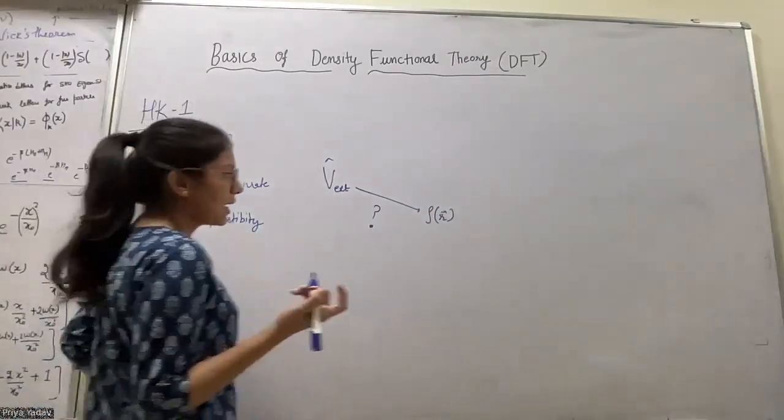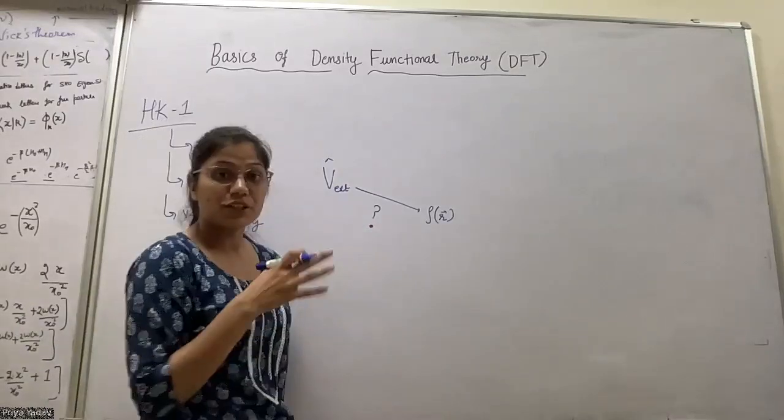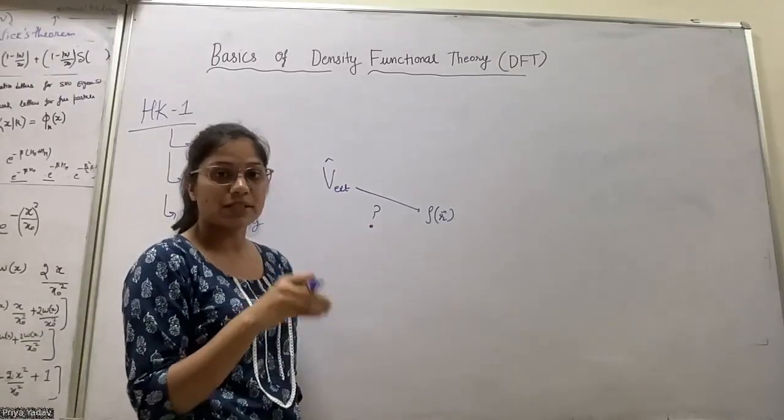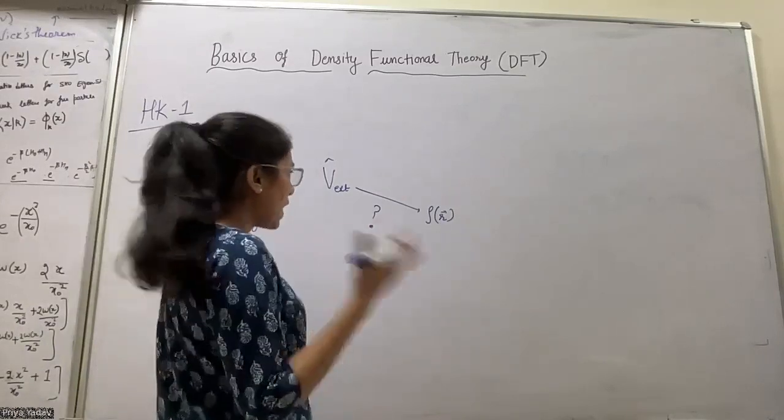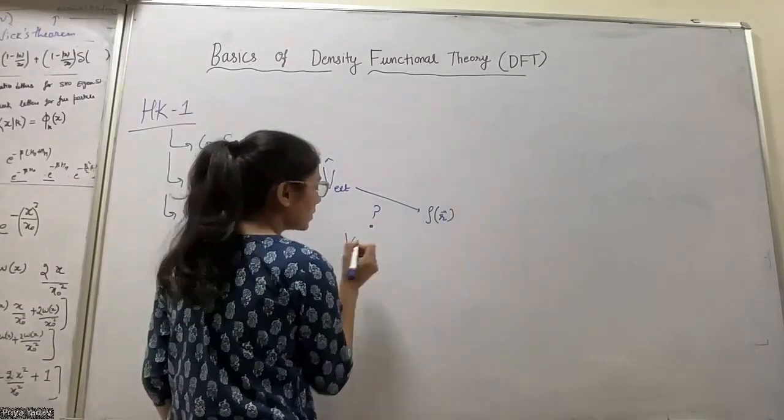Since this condition is not known, if I'm given an electron density, how will I find whether it belongs to a V external or not? So this is known as the V representability problem.